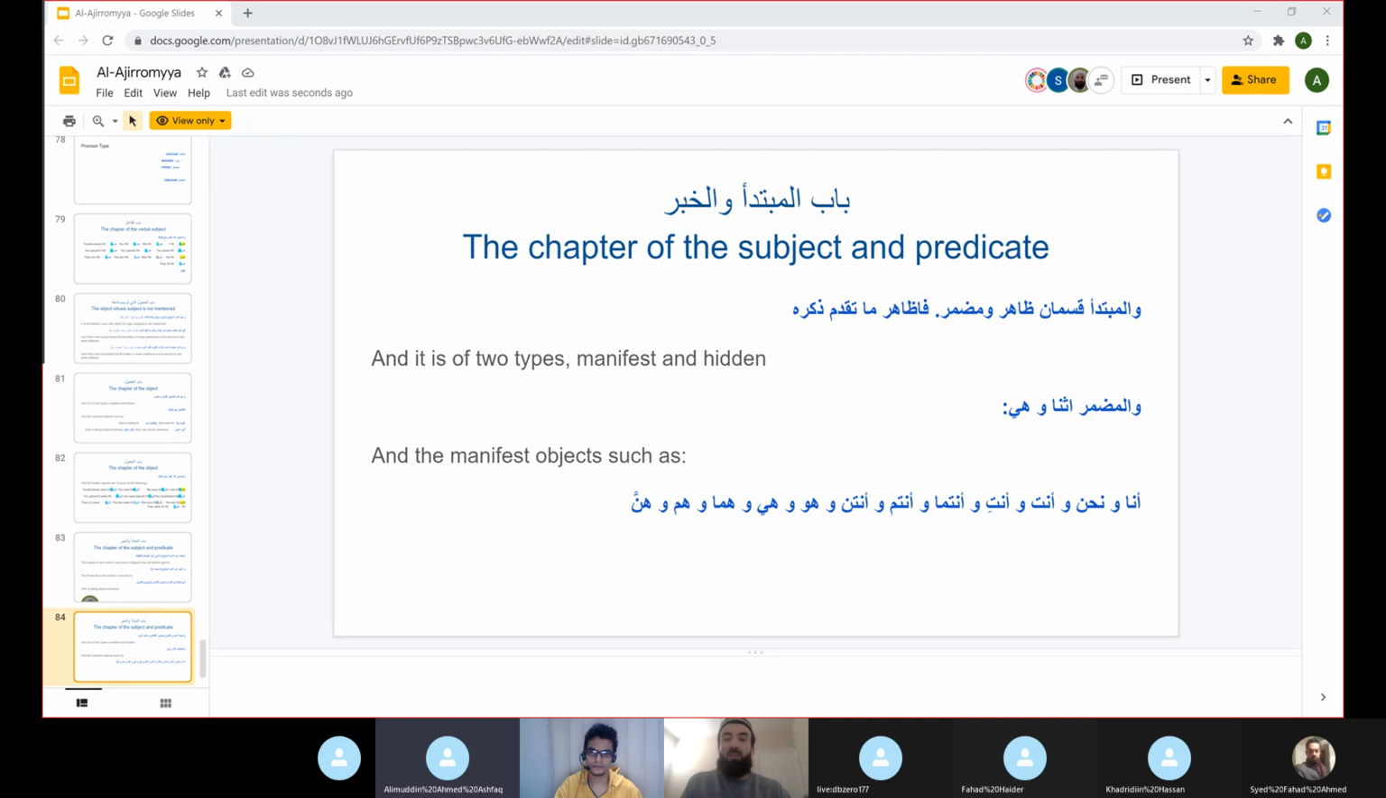We have reached the chapter of the subject and the predicate, and we said that if you remember, we started talking about the nouns that are marfu', and we said that there are 7 types of nouns that are marfu'. We went through the verbal subject, and we went through the object whose subject is not mentioned. Now we have reached the predicate, or the subject and also its predicate. The subject and predicate are both marfu' nouns. They have the inflection of rafa.